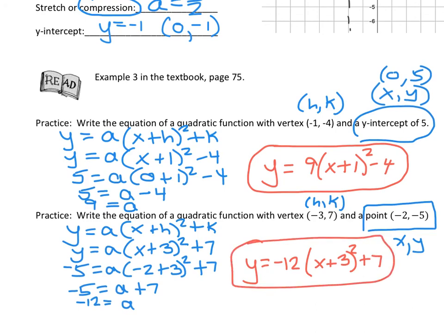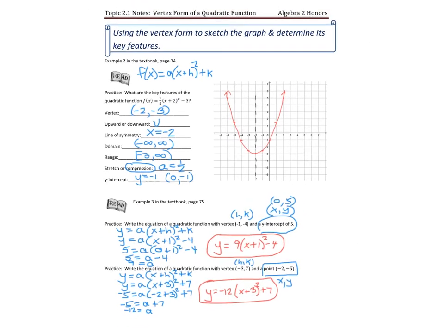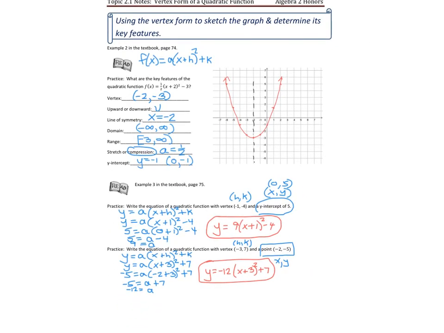Okay, in this video, we learned how to take the vertex form, make a graph, and we learned how to take the vertex information and make an equation.